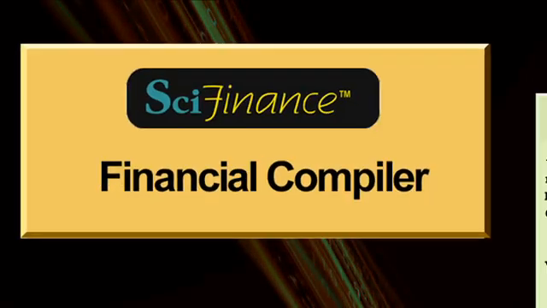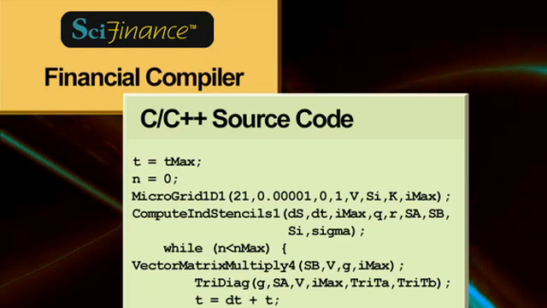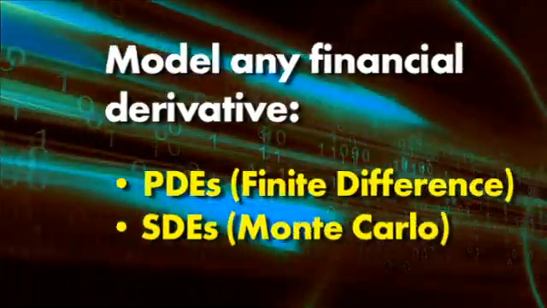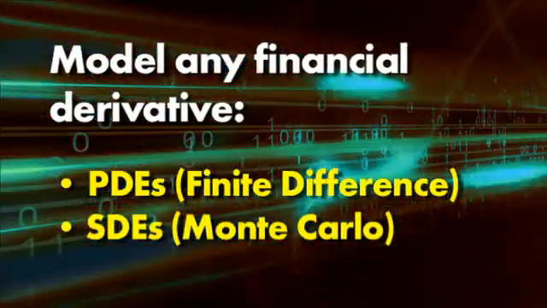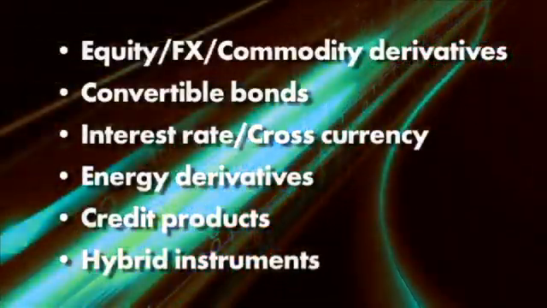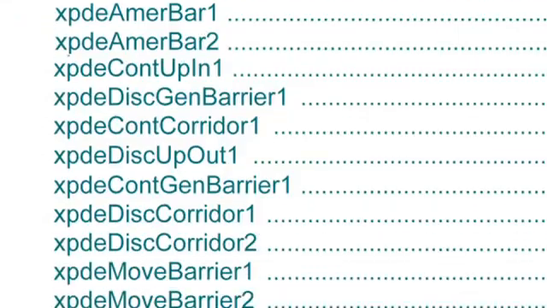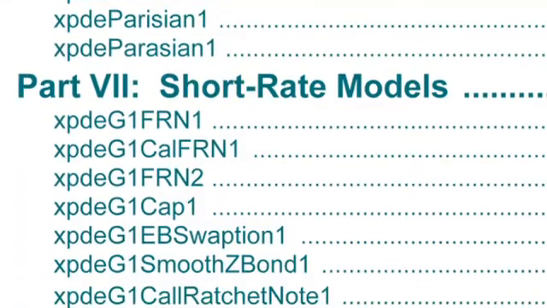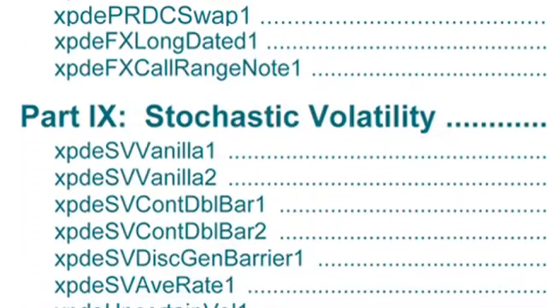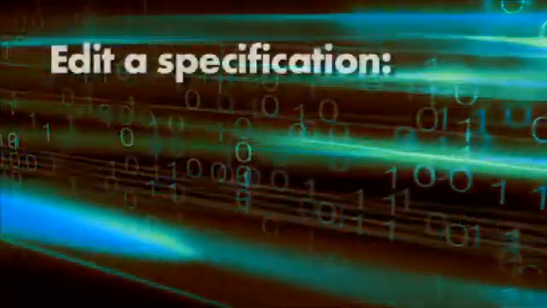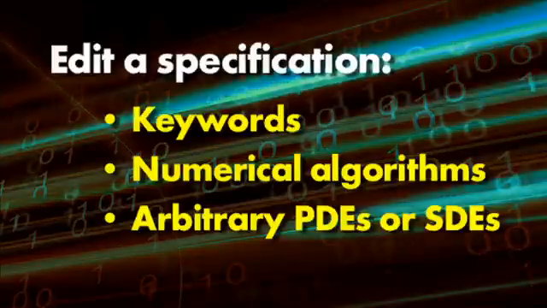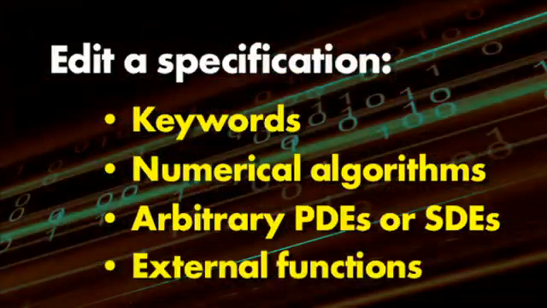SciFinance is a financial compiler that generates C or C++ pricing model source code from concise, keyword-rich model specifications. Model any financial derivative that can be priced using single or multi-dimensional PDEs or SDEs. Easily build pricing models for any asset class by selecting from hundreds of model specifications provided with SciFinance, and modify or blend models to describe the contract you need to price using the appropriate underlying dynamics. You can edit a specification through keywords, writing numerical algorithms, arbitrary PDEs or SDEs, and calling external functions.